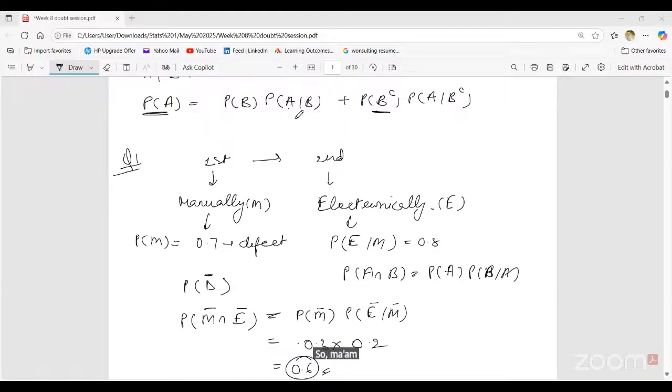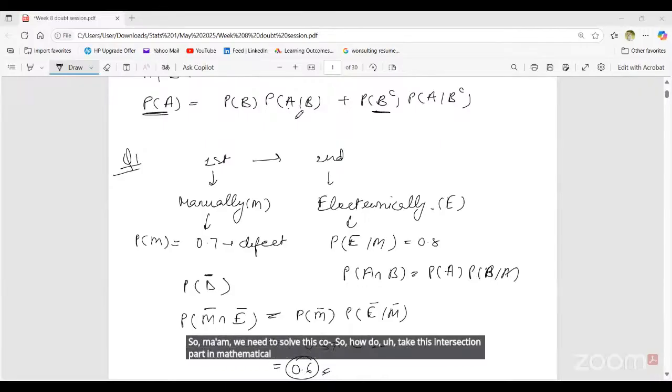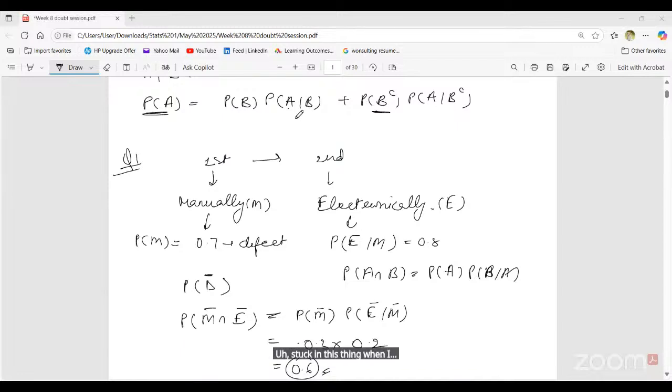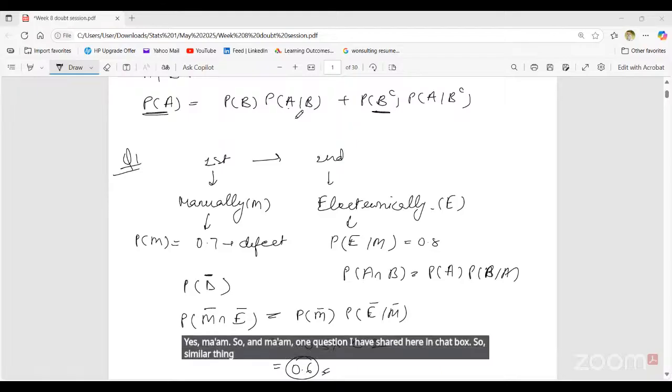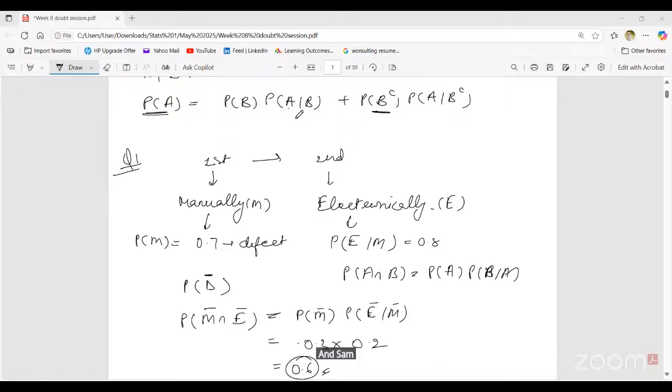So, ma'am, we need to solve this question. How to take this intersection part in mathematical terms? Ma'am, I'm getting stuck in this thing when I am solving questions. Conditional one, right? Yes, ma'am. And ma'am, one question I have shared here in the chat box, with a similar thing.